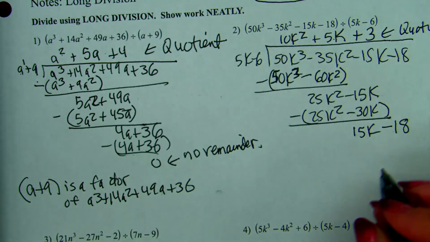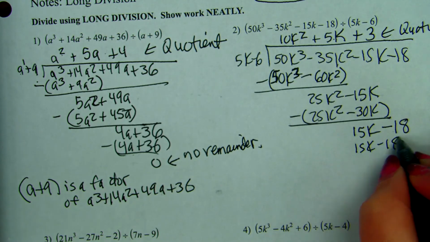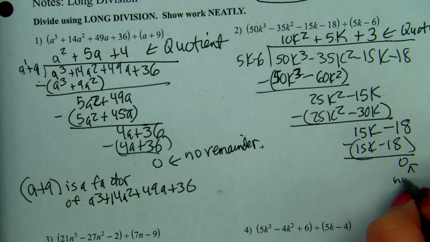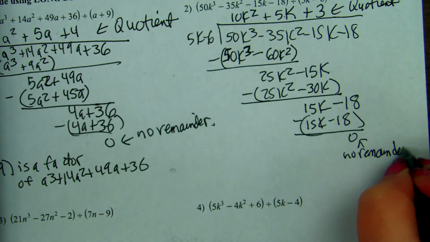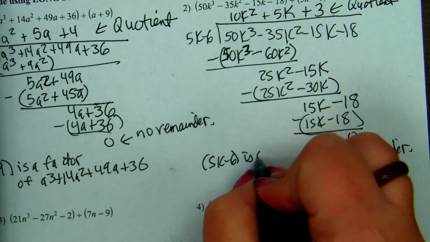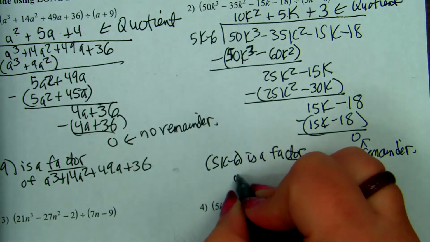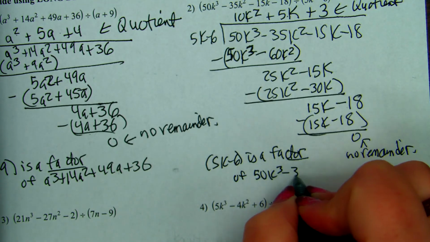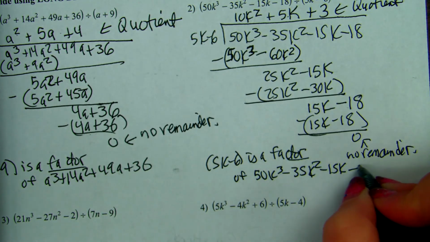And so 3 times 5k minus 6 is 15k minus 18. And when you subtract, you get 0. No remainder. That means that 5k minus 6 is a factor of the dividend of 50k cubed minus 35k squared minus 15k minus 18.